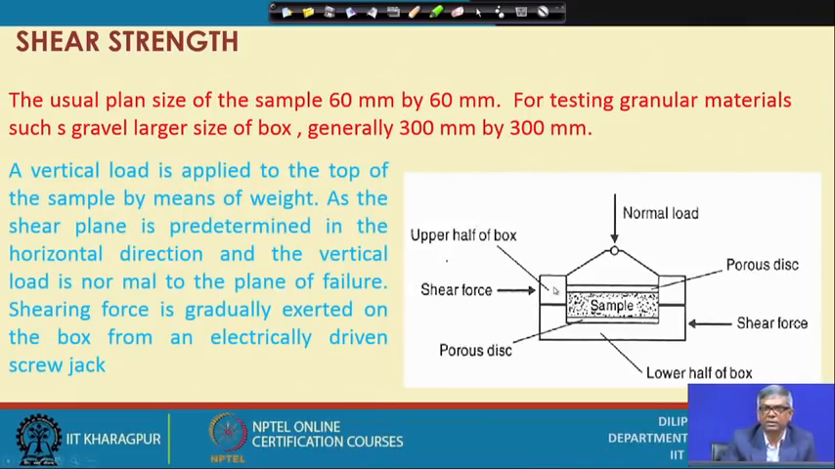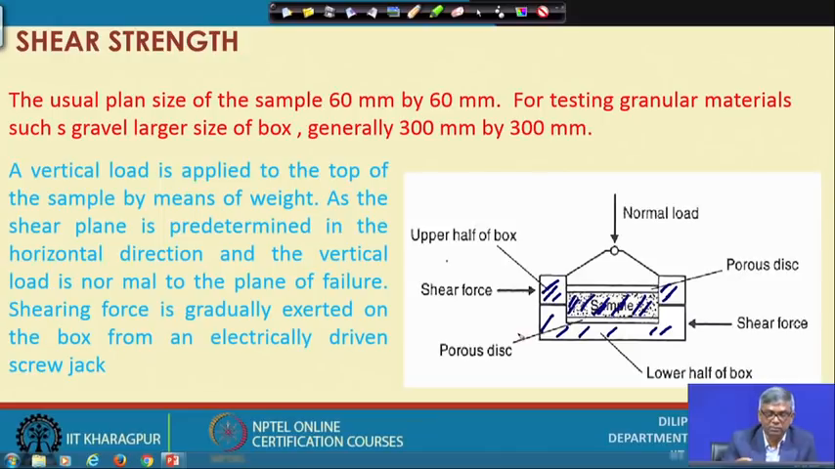Now, as I have mentioned, the first one is the direct shear test. The direct shear test uses a typical box, this one. This is a box, and you can see this is the upper half and this is the lower half, and they are jointed and initially fixed, and then in between the sample is prepared.